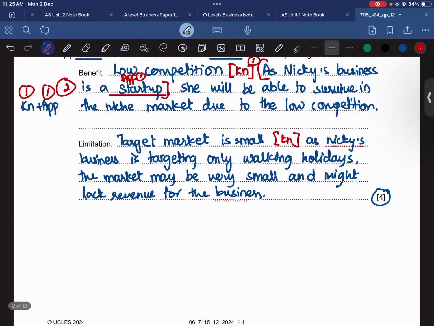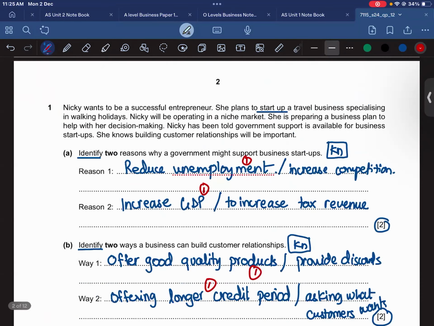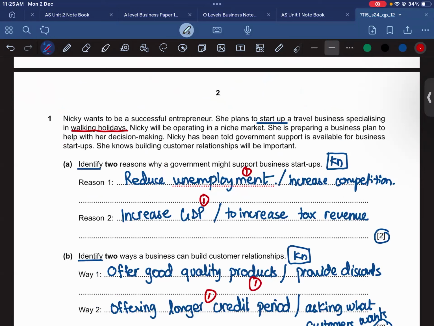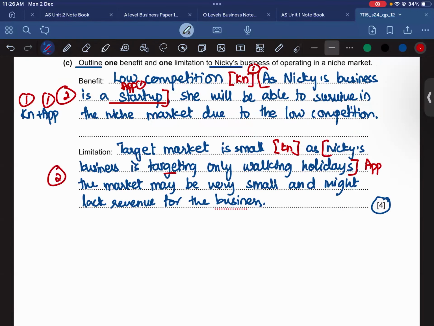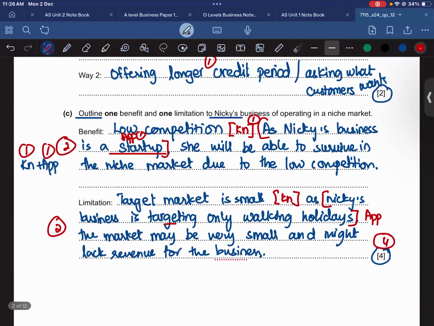So now another mark of application I will be getting is here that Nikki is business targeting only working holidays. So this is the application that I have used in my answer, the working holidays, which is also written over here. You can see, and I have further explained the point and made it clear. So again, 2 marks will be here. So I will get a 4 out of 4 in this particular question.